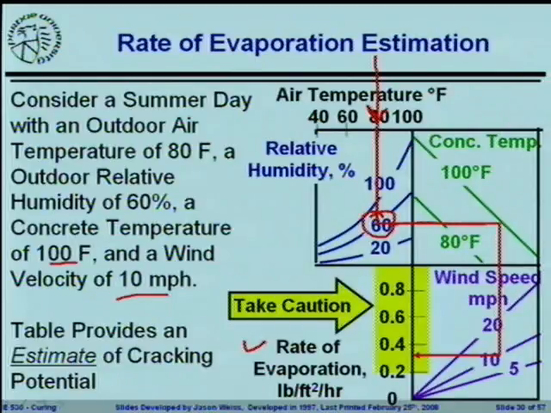You would come across to the concrete temperature. Again, drop down till you get to the wind speed, come back across, and it would tell you the rate of evaporation in pounds of water per square foot per hour. So this gives you an idea of how much water is being lost in terms of pounds per square foot of surface area of the concrete per hour.